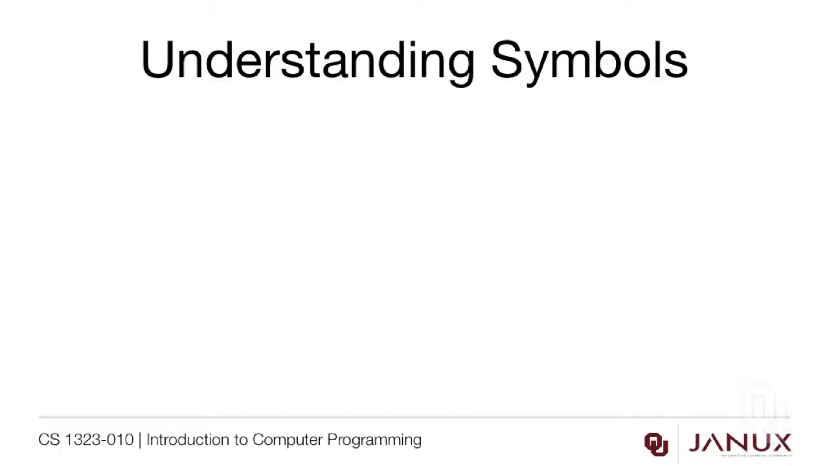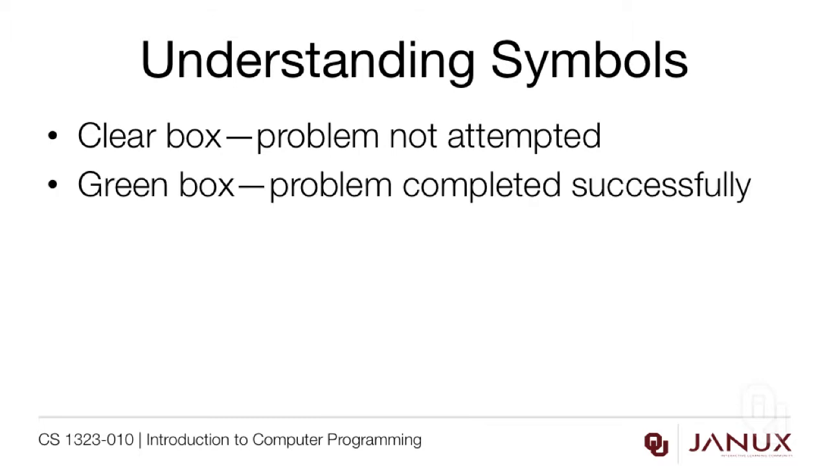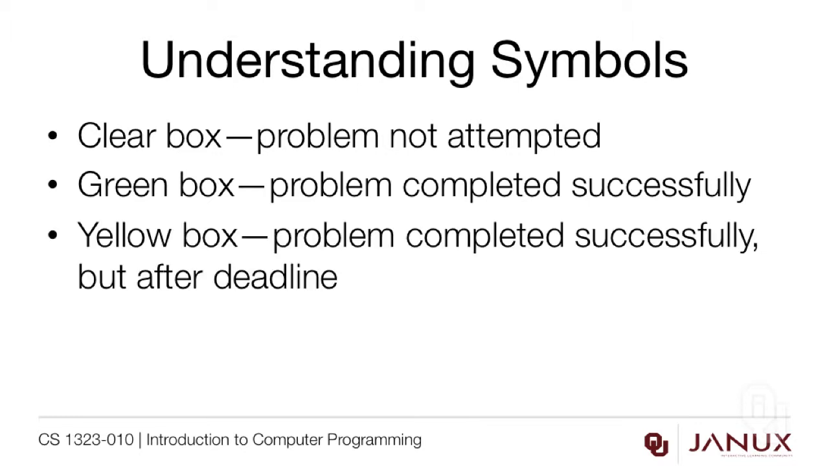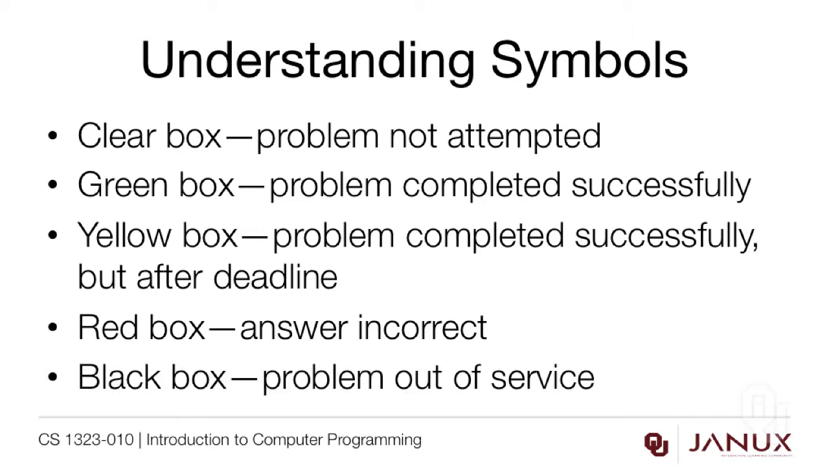Now the next thing we need to do is to understand some symbols on the website. A clear box means you haven't attempted the problem. A green box, you may have noticed, appears when the problem is completed successfully. A yellow box means the problem is completed successfully, but it was after the deadline. I don't accept work that's done after the deadline, so you want to avoid those yellow boxes. A red box means your answer is incorrect and still needs additional work.